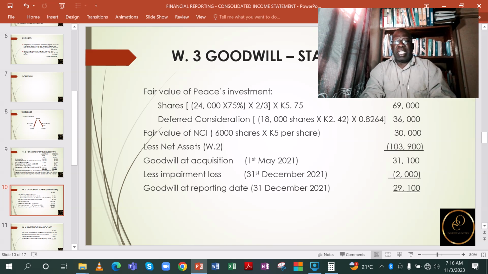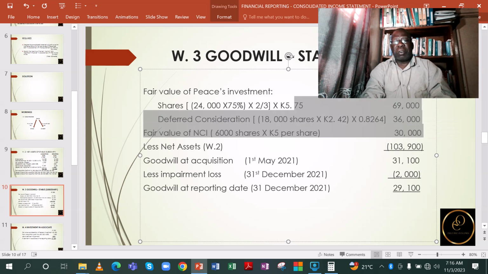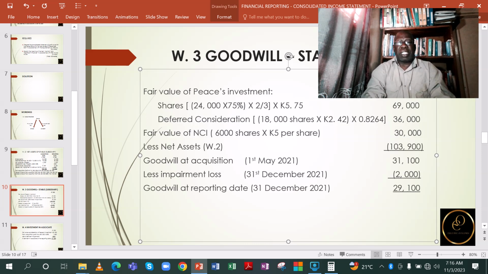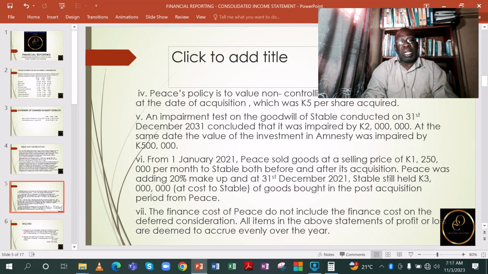So these net assets at acquisition are matched by the consideration from the Peace investment and the fair value of NCI. The difference gives us 31,100,000, which is goodwill at acquisition, whose date is 1st May 2021. Then we are told that this goodwill at the reporting date was impaired by 2 million kwacha.